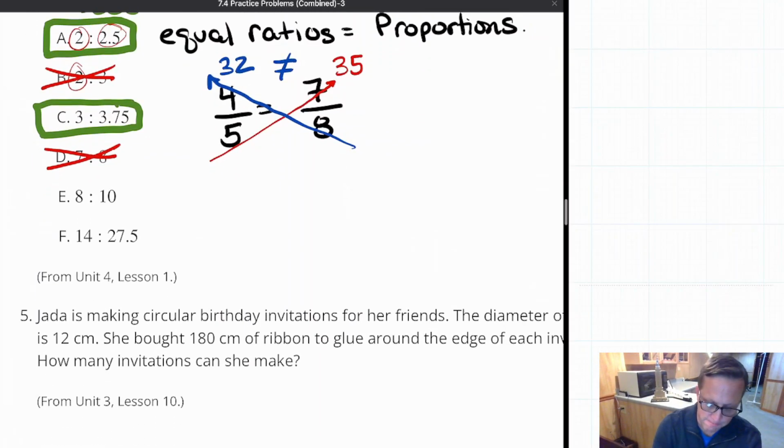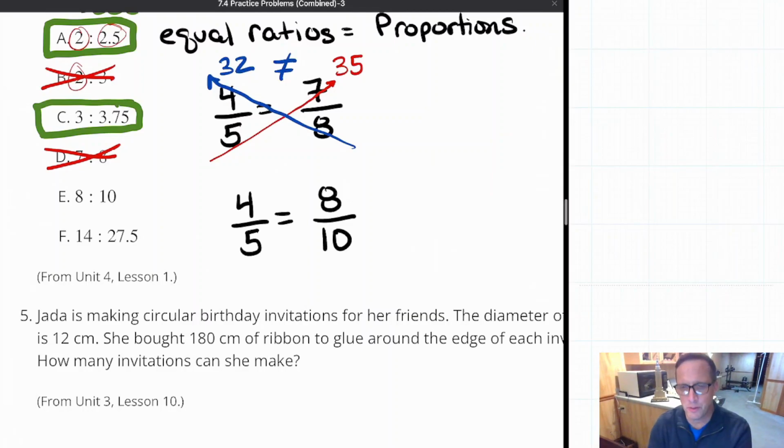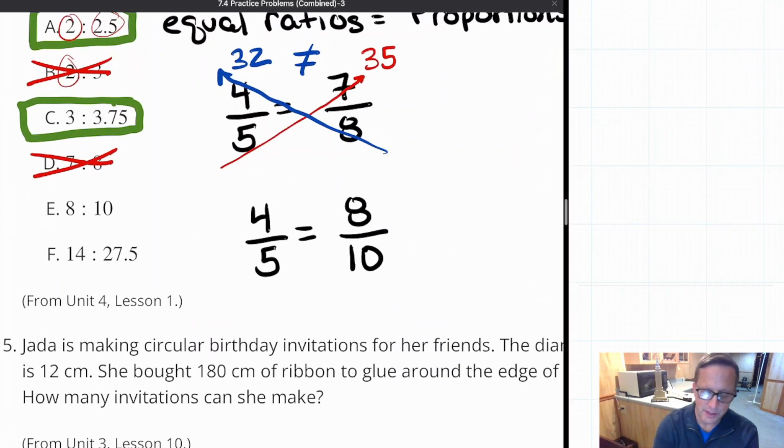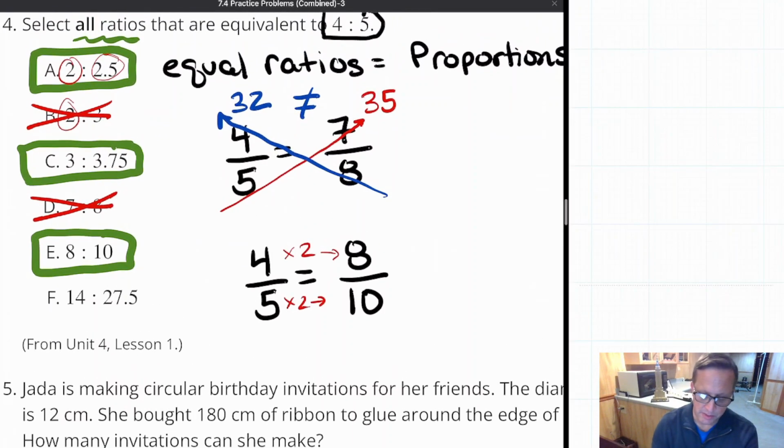Okay, 8 to 10, and I'm not even going to do cross products for this one. You can just tell by looking, right? You can just see it. 4 times 2 is 8, 5 times 2 is 10. So 8 to 10 has got to be equivalent as well.